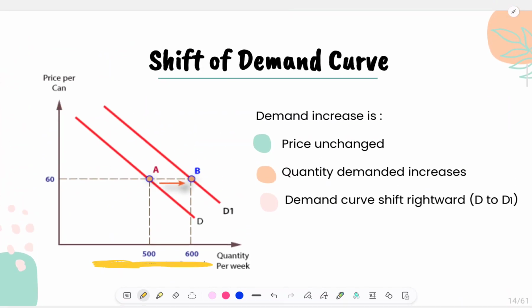Okay, let's see. The price of the product stays at 60 ringgit. At first, people will buy 500 units. But later, even though the price is still at 60 ringgit, people now buy 600 units. That's an increase in demand. This means more people are willing and able to buy the product at the same price. So, the demand shifts to the right.